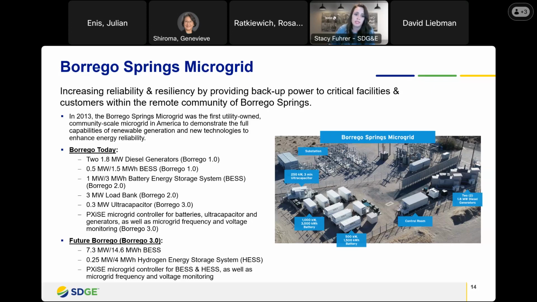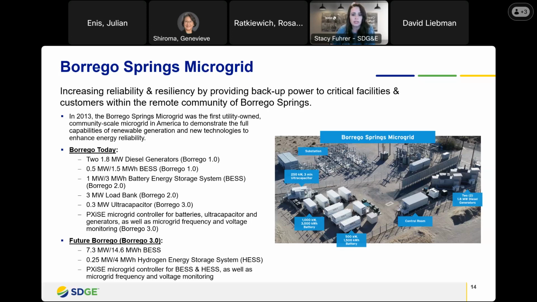And it helps us to maintain microgrid frequency and voltage, which is really important in Borrego because of the unique load situation with the high penetration of solar in the region, and sometimes the lack of load to support the excess solar. As we transition to the future, it's important that we are able to maintain customer load in islanding events. And so we are deploying a 7.3 megawatt hour battery, 14.6 megawatt hours. We're also going to be putting a 0.25 megawatt, 4 megawatt hour hydrogen energy storage system out there.